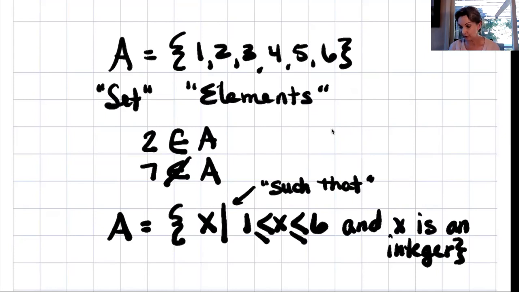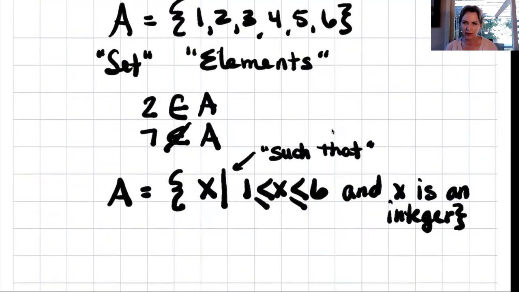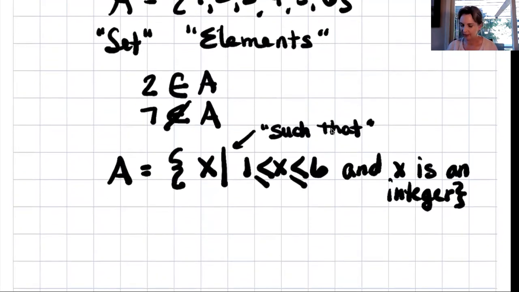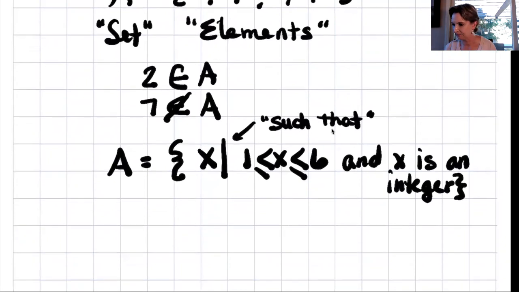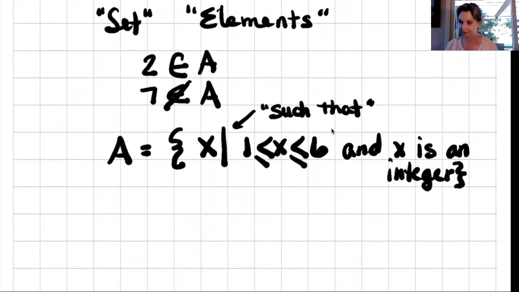Now, for this example, that maybe isn't really necessary because just 1 through 6 is pretty easy to write, but you can see that if it was every integer between 1 and 100, it would probably be easier to use this way of expressing my set. All right, a couple more little shorthands or different ways of writing things.